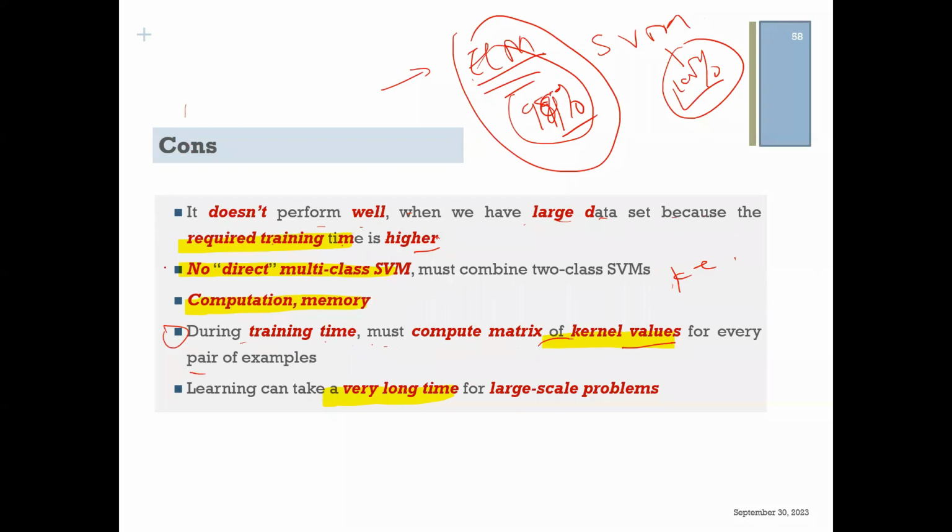So another shortcoming or con is that there is no direct multi-class SVM. We just discussed that today. It must combine two-class SVMs to solve the problem. And of course, there is the computation and the memory. Because you have to compute several kernel values, and the normal samples given to you are already in memory, and then you have to compute the kernel value for every sample, which is in addition to the memory again.